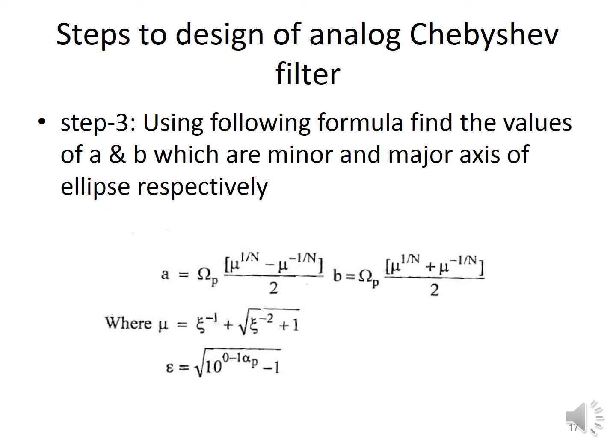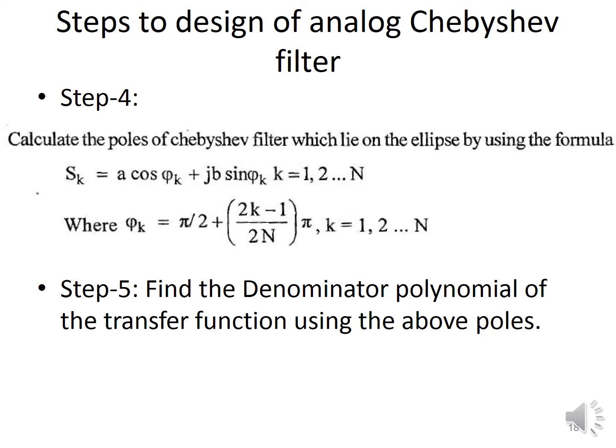B is equal to omega p times (mu^(1/n) + mu^(-1/n))/2, and mu will be calculated by epsilon inverse plus root of (epsilon inverse squared plus 1), and epsilon is equal to root of (10^(0.1 alpha p) minus 1). And then we are going to calculate the poles xk.